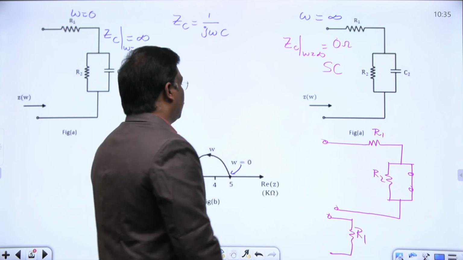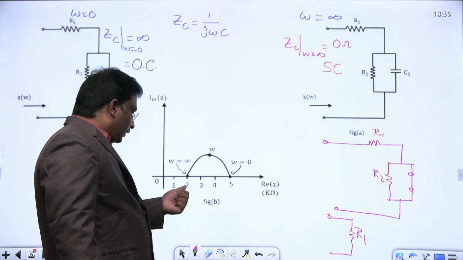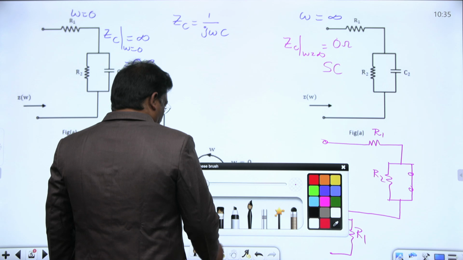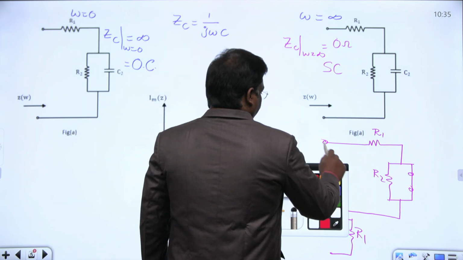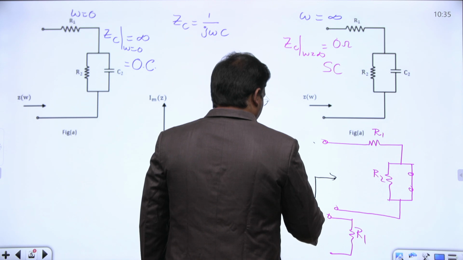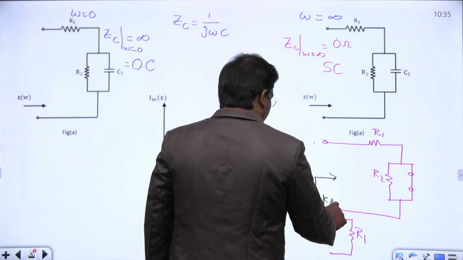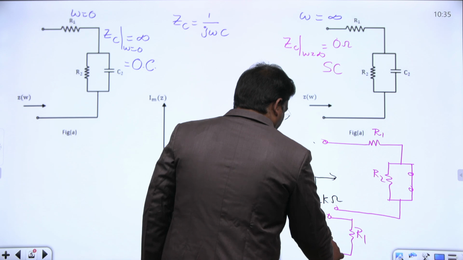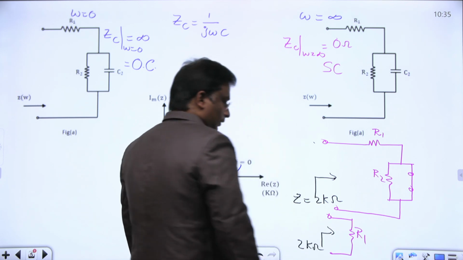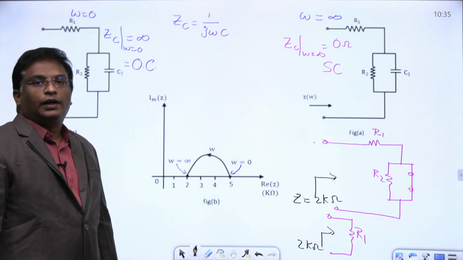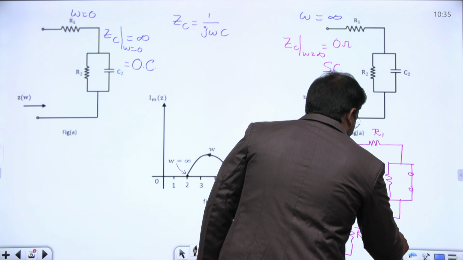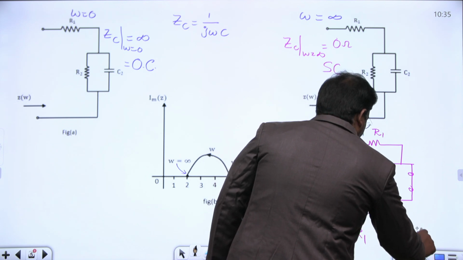They gave this information: when omega equal to infinity, the impedance is 2 kilo ohms. This impedance is 2 kilo ohms at infinity. Directly we can write R1. What is the value of R1 here? R1 equals 2 kilo ohms.